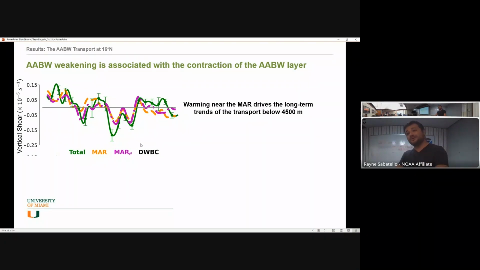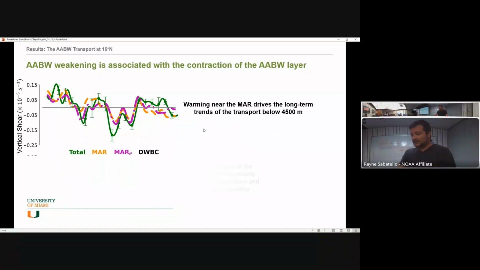If you do the same thing, but now also fixing the salinity variability in the mid-Atlantic ridge, and just let the temperature vary, that's the magenta line. We recover the same trend, all right? So the trend in the transport is being driven by the warming near the mid-Atlantic ridge, where we have most of the Antarctic bottom water flow.